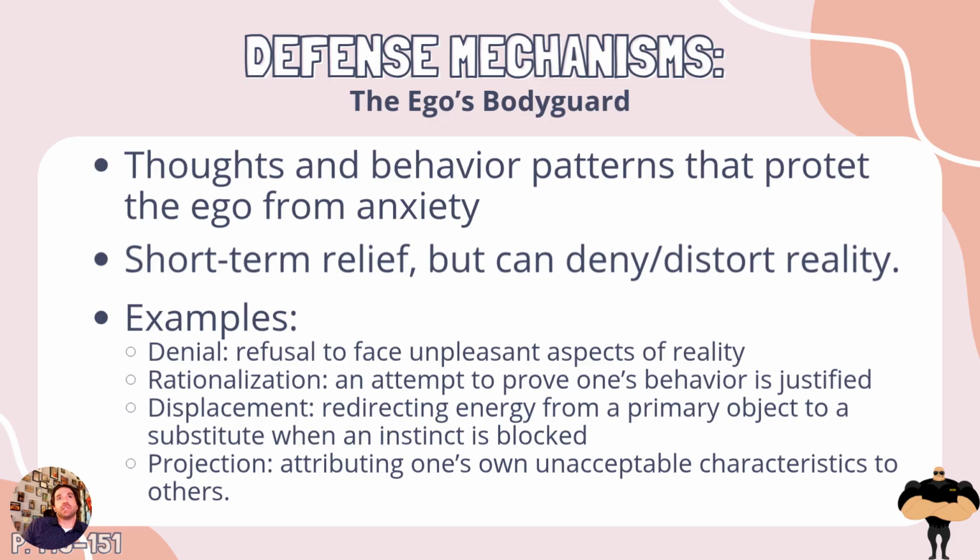Denial, refusal to face unpleasant aspects of reality. Rationalization, an attempt to prove one's behavior is justified. Like, hey, maybe I even know I'm wrong, but I'm going to tell you why I'm right. I'm going to talk myself into it. And then projection, attributing one's own unacceptable characteristics onto others. I think there's some adults that still do that, right?